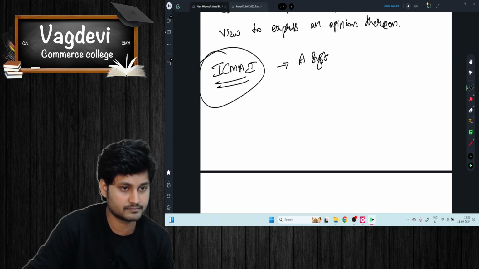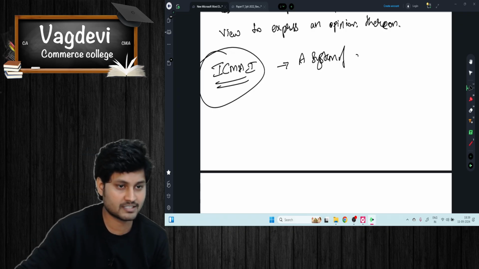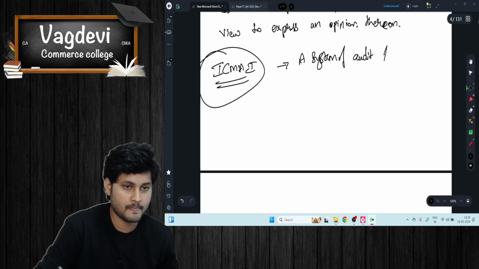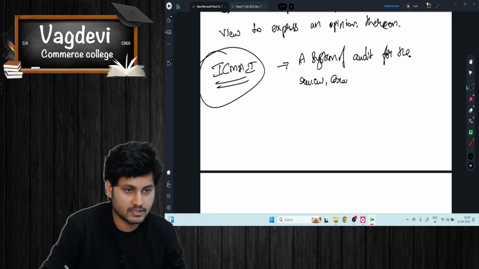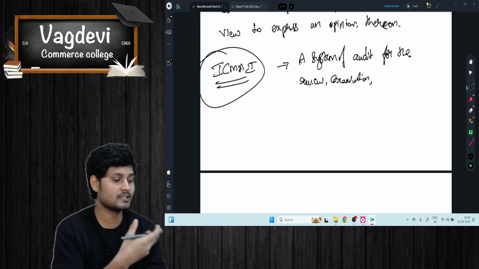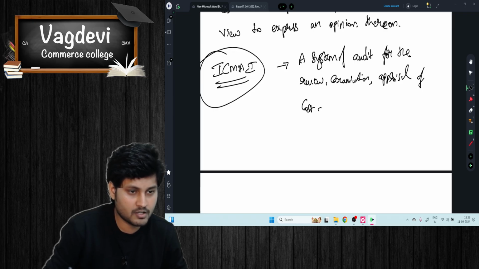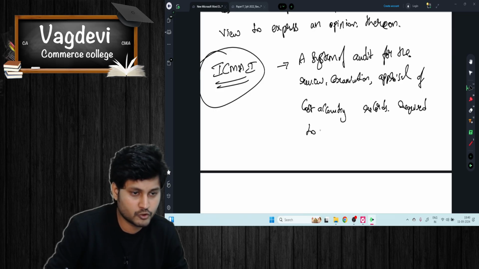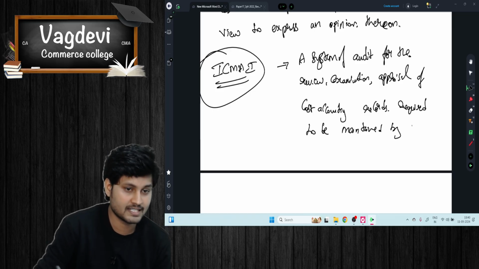The definition given by the Institute of Cost Accountants of India is: a system of audit for the review, examination, appraisal of cost accounting records required to be maintained by specified industries.